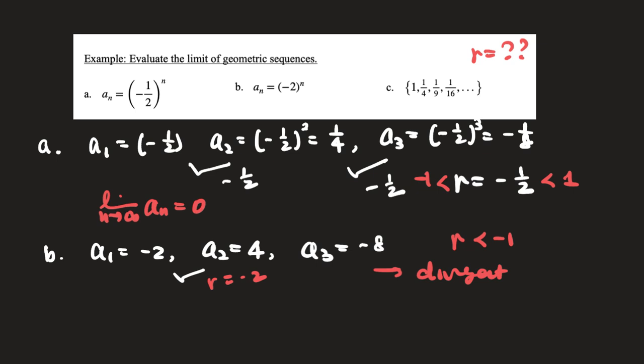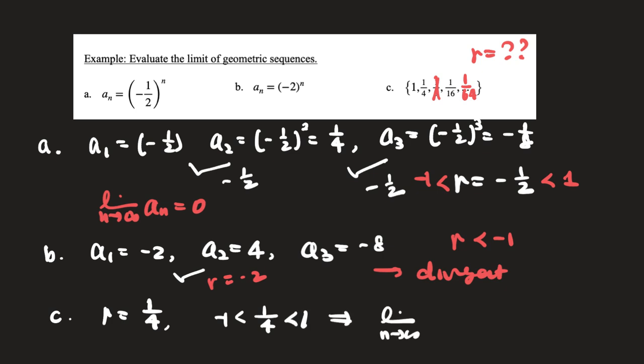Let's go to C right here, guys. Oh, I made a mistake. This one is not there, guys. This one, the next term is 1 over 64. What is the ratio here, guys? 1, 1 over 4, 1 over 16, and 1 over 64. So each time you multiply by R, which is 1 over 4. 1 over 4 is between negative 1 and 1, so the limit of this sequence is going to 0.